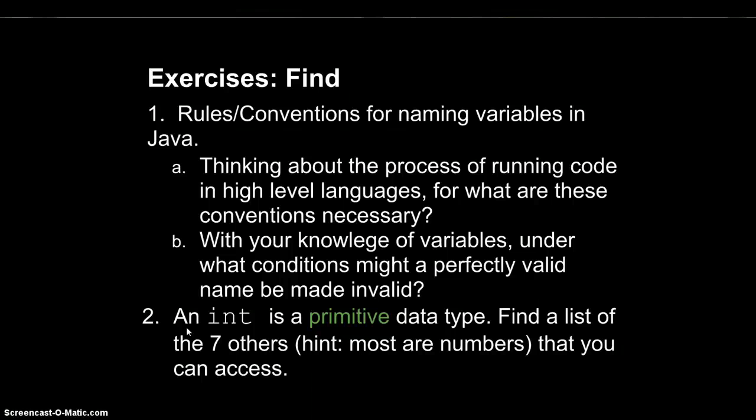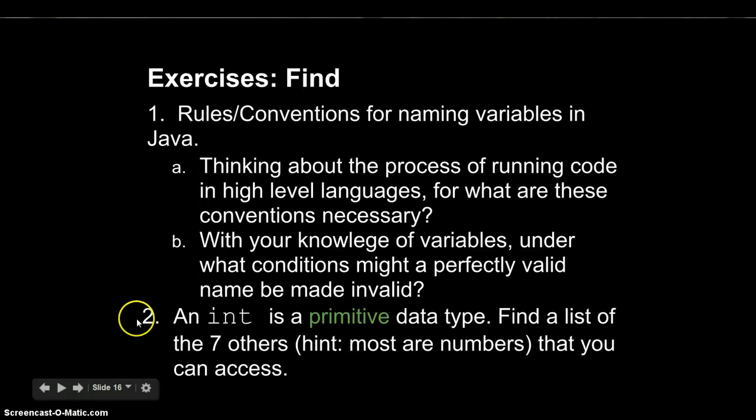Okay, so I've got two kinds. There's find and do. So here are the find ones. I want you to find rules and conventions for naming variables in Java, and then think about why those rules would be necessary with the knowledge that you have of how code is run from a high-level language. What processes take place in order to run code that we write in English? So that's something to keep in mind. And then B, when might you have a perfectly valid identifier or name for a variable, and then when might that be made invalid? I'll post answers to these later.